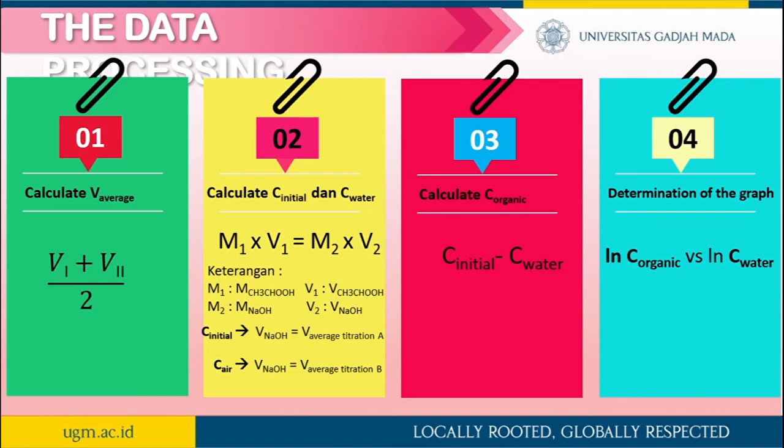And the last one shows how to get the graph. After you calculate all of this data and get the concentration of organic and concentration of water, you can convert them into ln concentration of organic and ln concentration of water. And then you can get the graph of it.